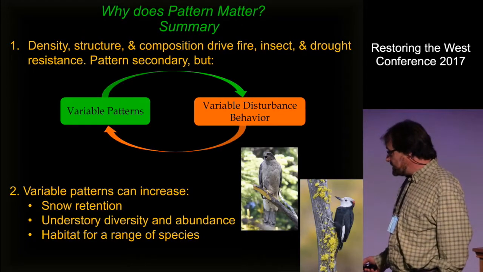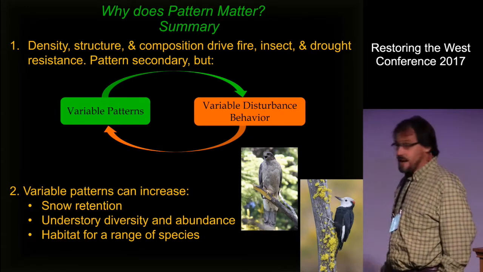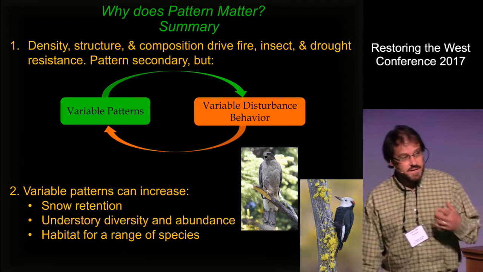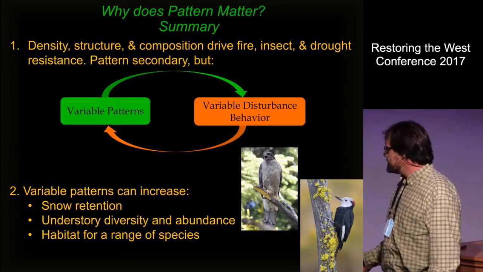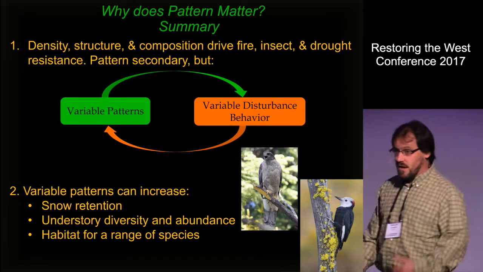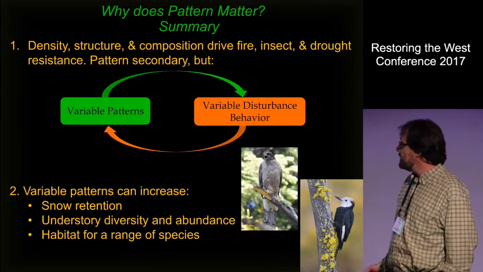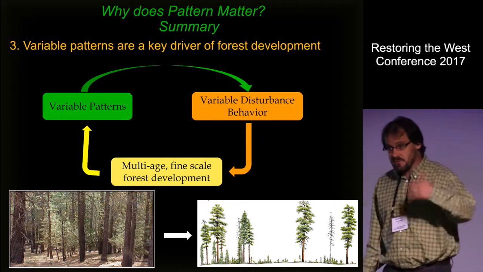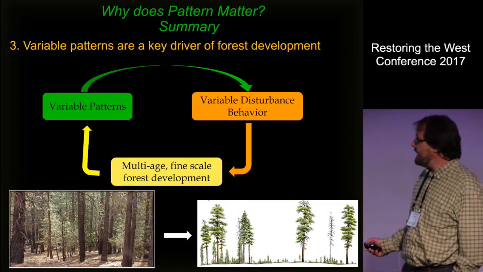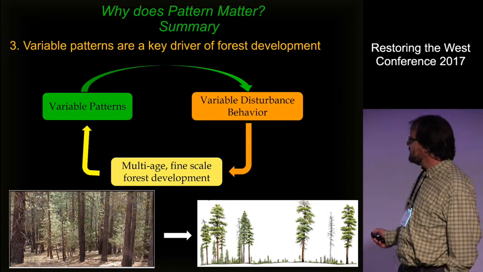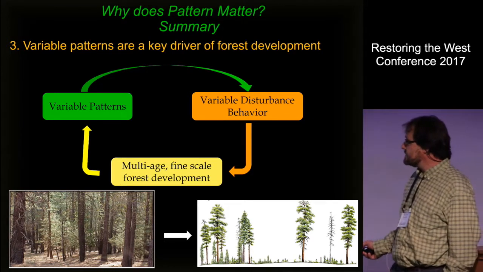When we look at snow retention, also understory diversity and abundance, non-tree vegetation, we look at habitat for a range of species, we do see a clear increase in function from more variable patterns. Both goshawks and white-headed woodpeckers really benefit from more variable stand patterns for a variety of reasons. And then when we look at that long-term forest development, we see again this cycle. If you restore more variable patterns, that's going to lead to more variable disturbance behavior, which then is going to reinforce this multi-age fine-scale structure.